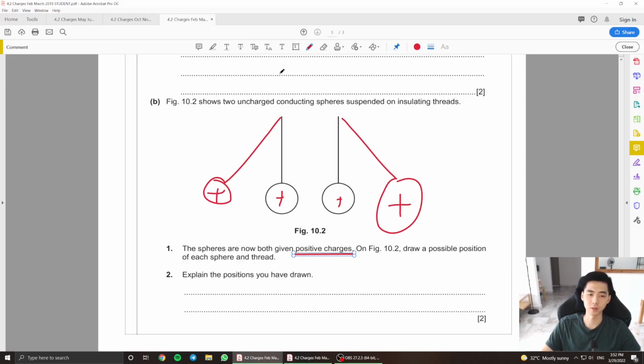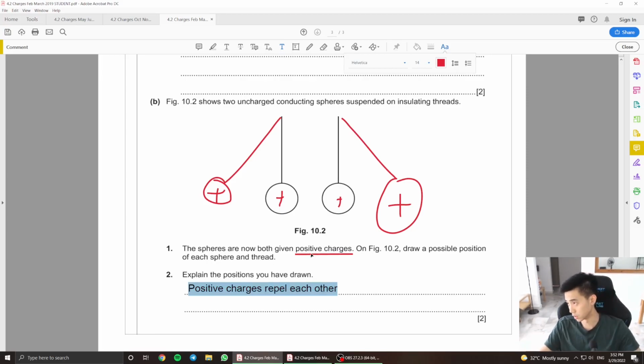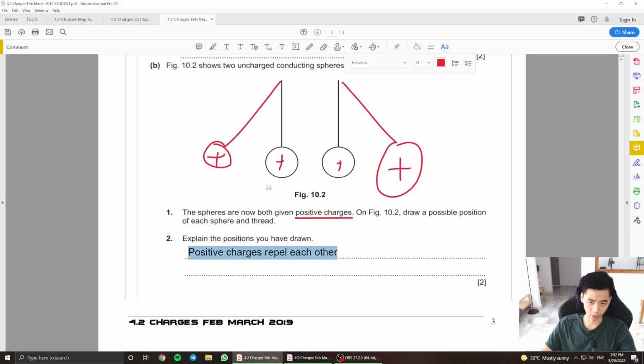And after that, you're supposed to explain the position you have drawn. Positive charges repel each other. Or you could say something like charges repel each other. Okay, and that's 4.2.